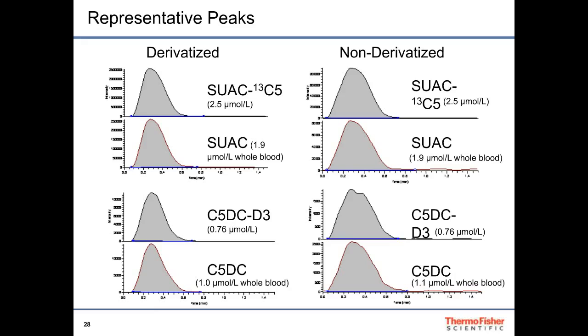Also notice the runtime of only 1.5 minutes per injection. Well, this is flow injection analysis, no chromatography needed, which means no equilibration, no column washing. So this is very, very quick. We achieve a throughput of 40 injections per hour.